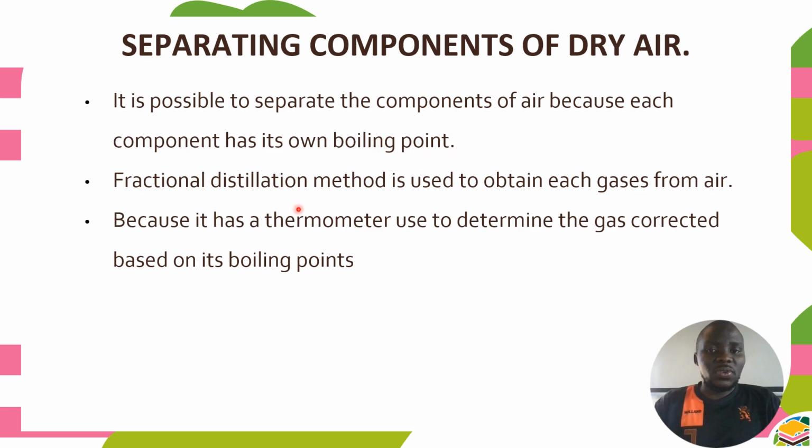The fractional distillation method is used to obtain each gas from air. Why do we use fractional distillation amongst all methods that we use to separate mixtures? Because it has a thermometer used to determine the temperatures of each gas, so it is able to collect the gas based on their boiling points. The fractional distillation has a thermometer which can determine the boiling point at which gas you are collecting at that particular moment.